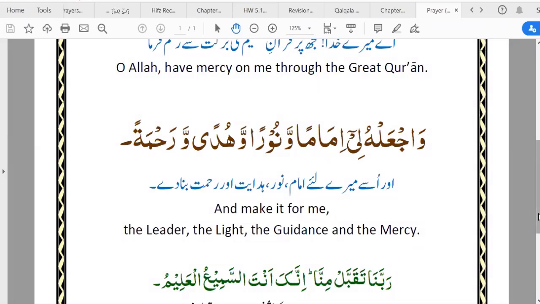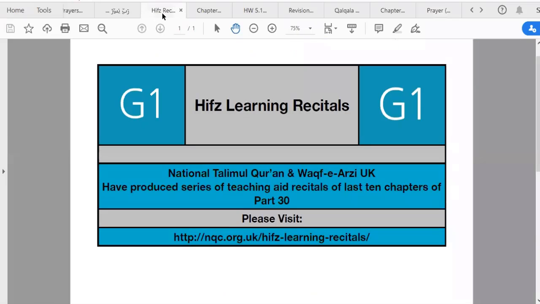Jazakallah. Allah Hafiz. Before I go, very quickly, if you want to hear any very nice recitals of how they do it properly with all the rules, you go on to this web address here, nqc.org.uk/hifz learning recitals, and you can listen to all the recitals and you know how to do them properly.